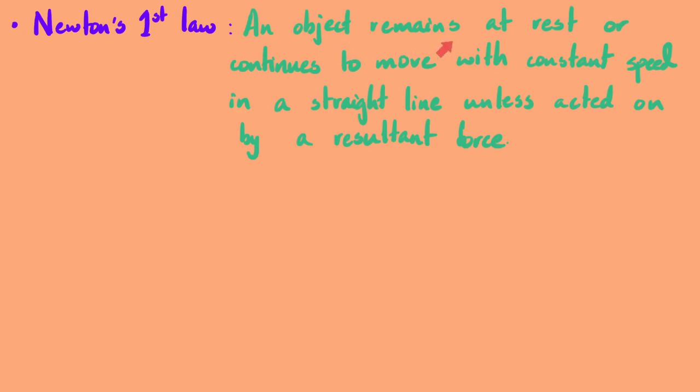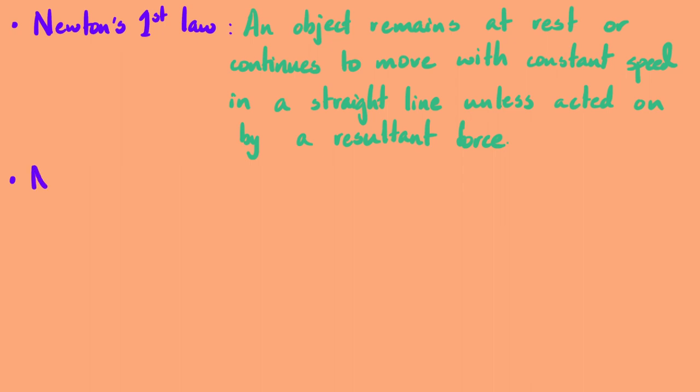Again, before this, you have ideas of free body diagrams, how you talk about those different forces. But that's not something which is going to be asked in the same way always, which is that an object remains at rest or it continues to move with constant speed in a straight line. And these two things really mean with constant velocity, unless acted on by a resultant force.